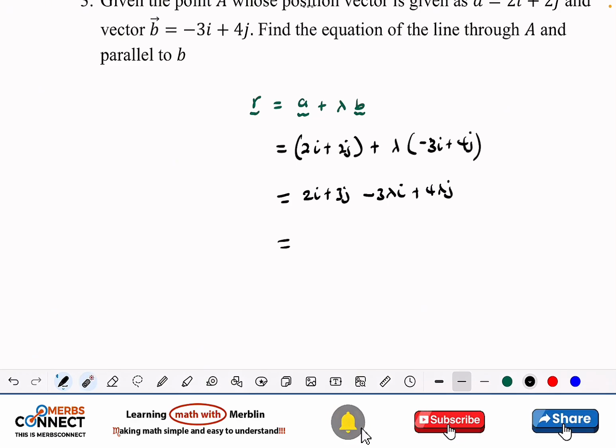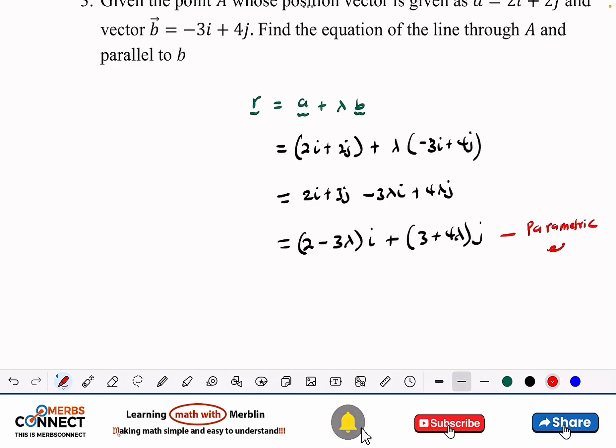Let's group items. I have i here, I have i here, so I can factor the i out. So this is going to be left with 2 minus 3 lambda i. Do you see that? Yes. And then plus, I have j here, I have j here. When I factor j out, it will be left with 3 plus 4 lambda j. So now this becomes the parametric equation, or the parametric form. Good.